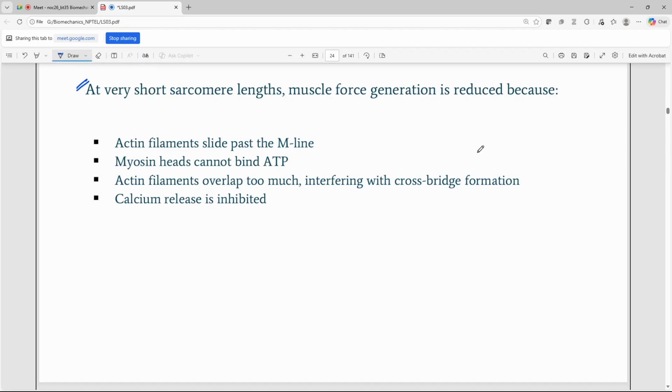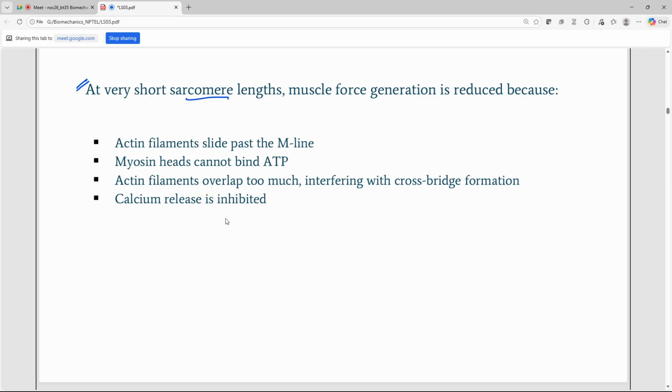Yes, at very short length, the actin filaments will be overlapping too much, and this will interfere with the cross bridge formation. Once the cross bridge formation is not happening, the muscle force generated will be reduced.